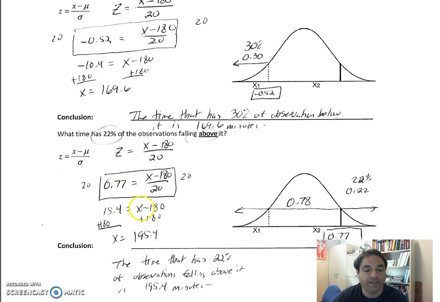Multiply both sides by 20. Add 180. So the time that has 22% of the observations falling above it is 195.4 minutes. And again, look at that previous section to learn more examples.